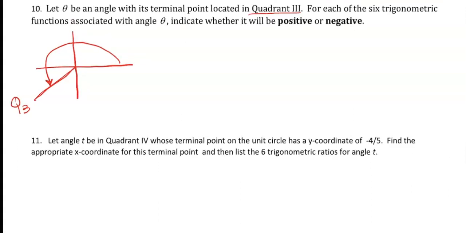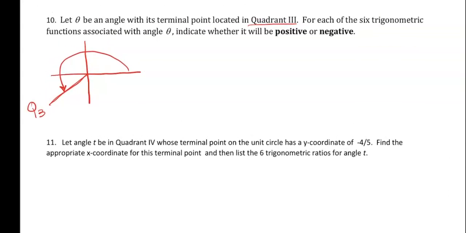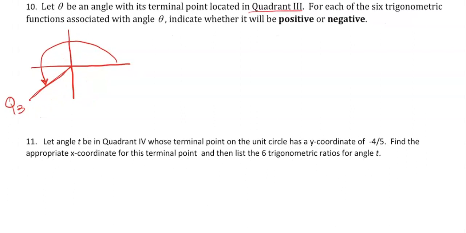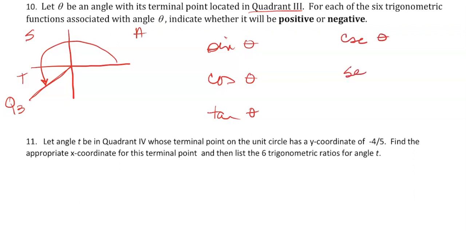For each of the 6 trigonometric functions associated with this angle, indicate whether it'll be positive or negative. So what do I know about quadrant 3? I know that only tan and its partner cotan are going to be positive. So when I list out my functions: sine theta, cosine theta, tan theta, and then remember that sine goes with cosecant, cosine goes with secant, and tan goes with cotan. Now let's figure out what our signs are.